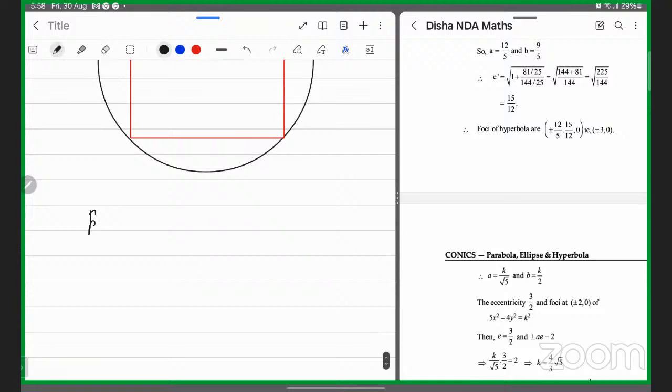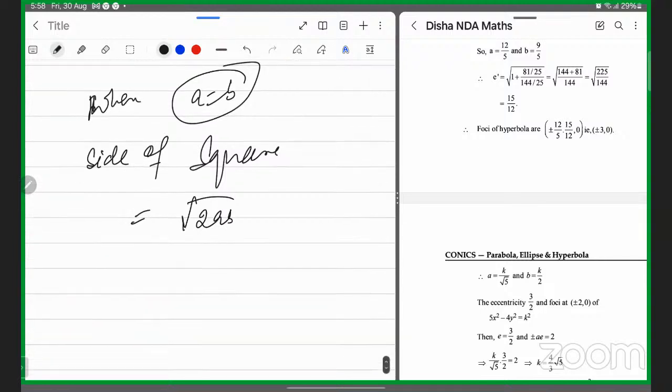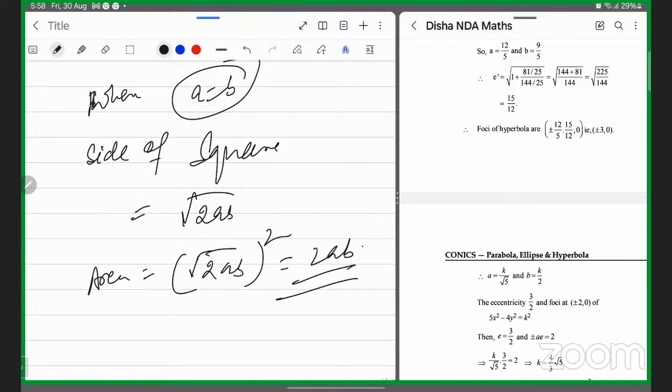For an ellipse, when A equal to B, it is called a circle. So the side of the square is equal to root 2 times AB. Now the area is root 2 times AB whole square. So this will be 2AB. Understood? Any problem?